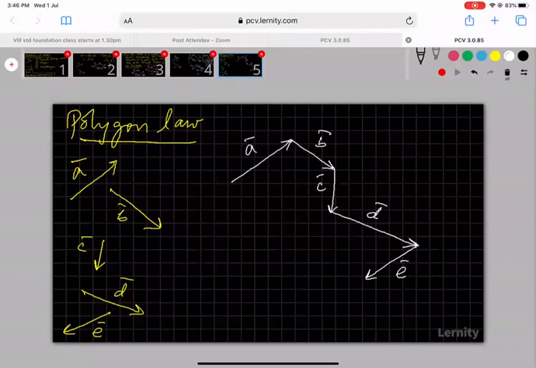We just saw vector addition is commutative in nature. Order does not matter at all. You could have drawn this in any direction possible, any order possible. Okay. So we have drawn all the 5 vectors to be added in succession.